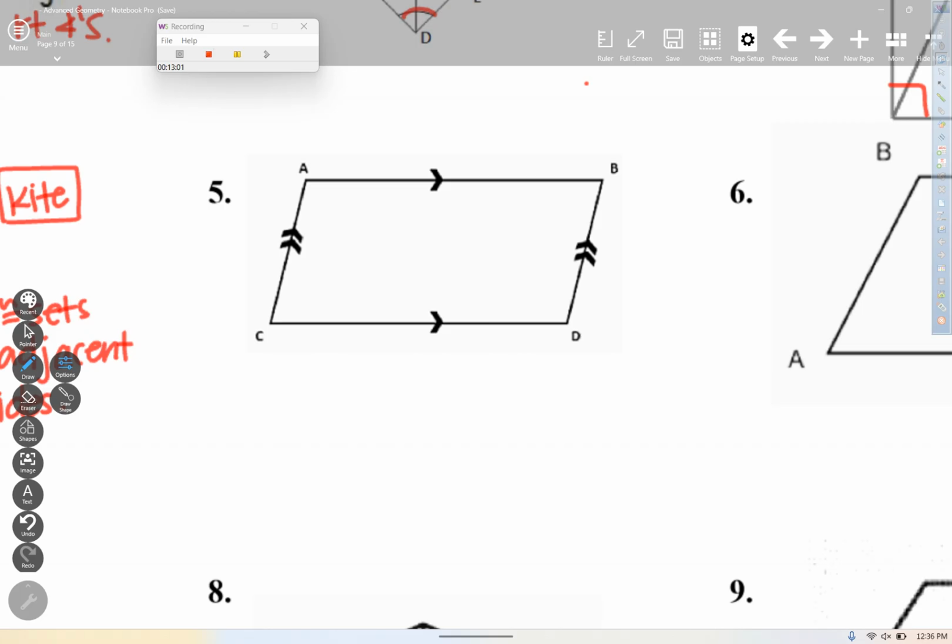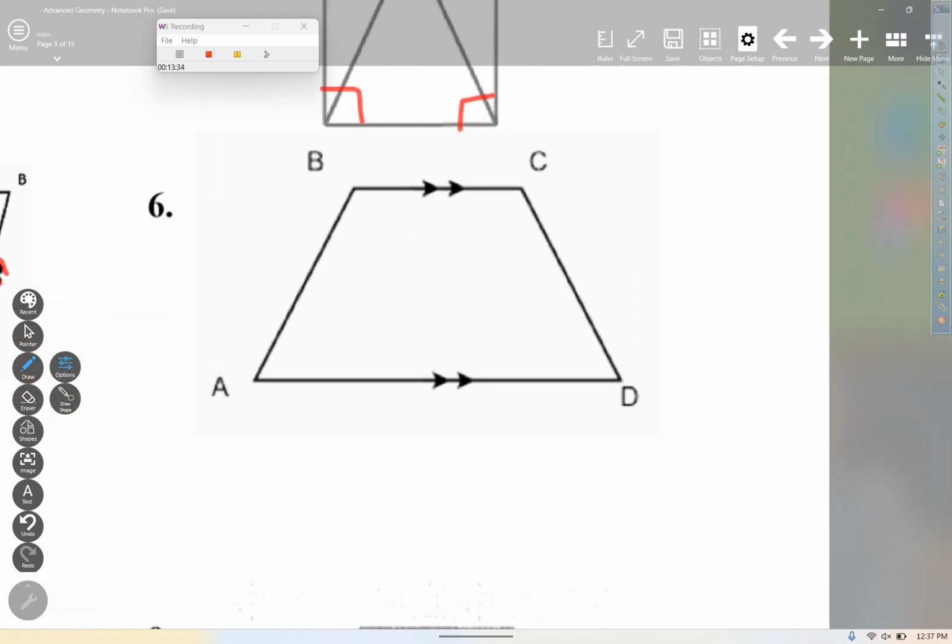All right, all I have on 5 are parallel. That's it. I don't have 90, I don't have anything. Opposite sides are equal, nothing. So if I have 2 sets of parallel sides, that's a parallelogram. Two sets of parallel sides. Great.